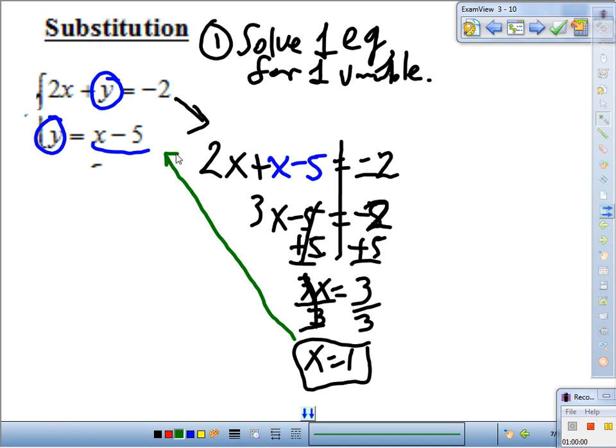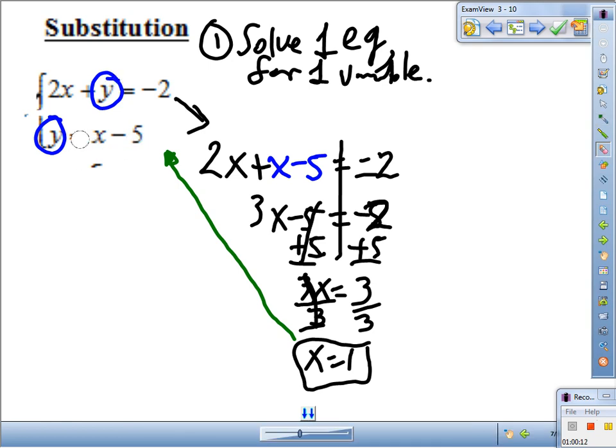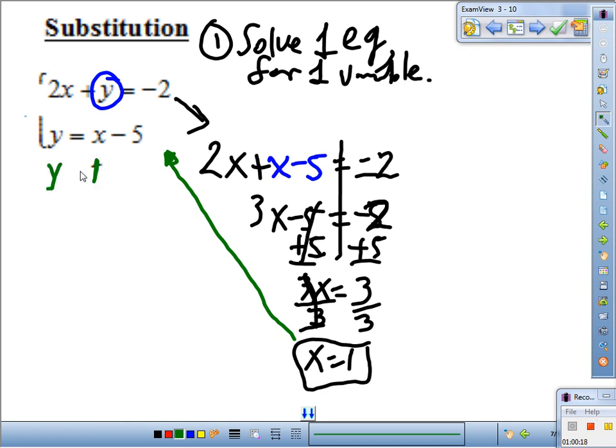Substitute. I don't like the word plug in. It's not like we have Glade smell pretty things that we plug into the wall. We substitute. So we substitute into this equation, and instead of x, we write what? 1. y equals 1 minus 5, so y equals negative 4.